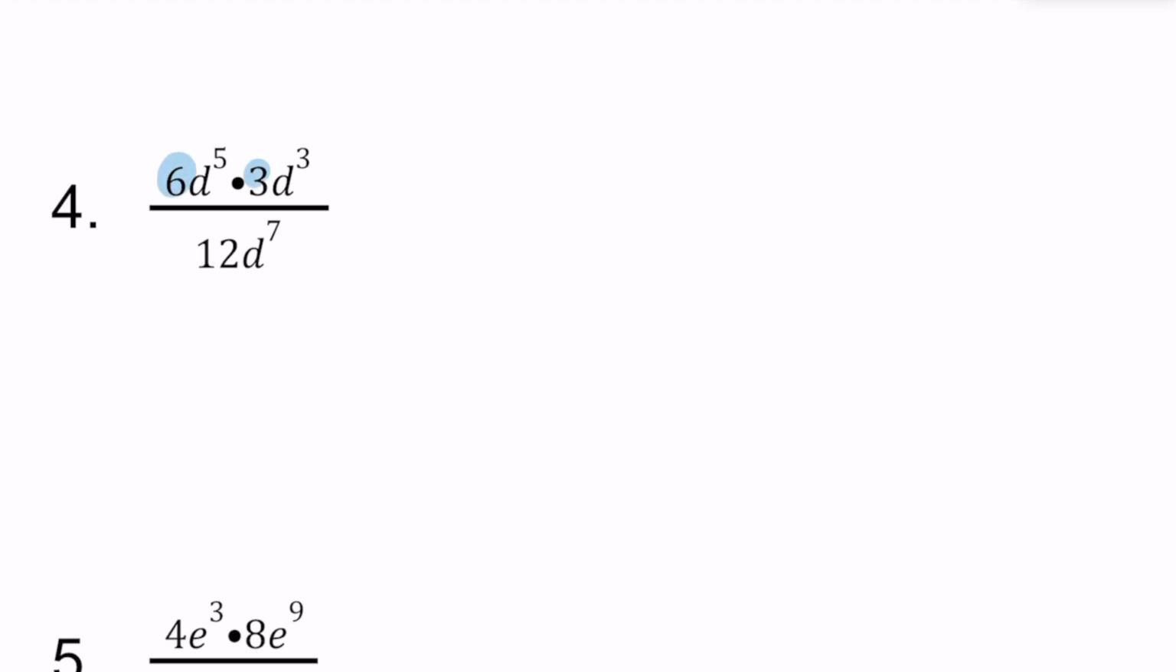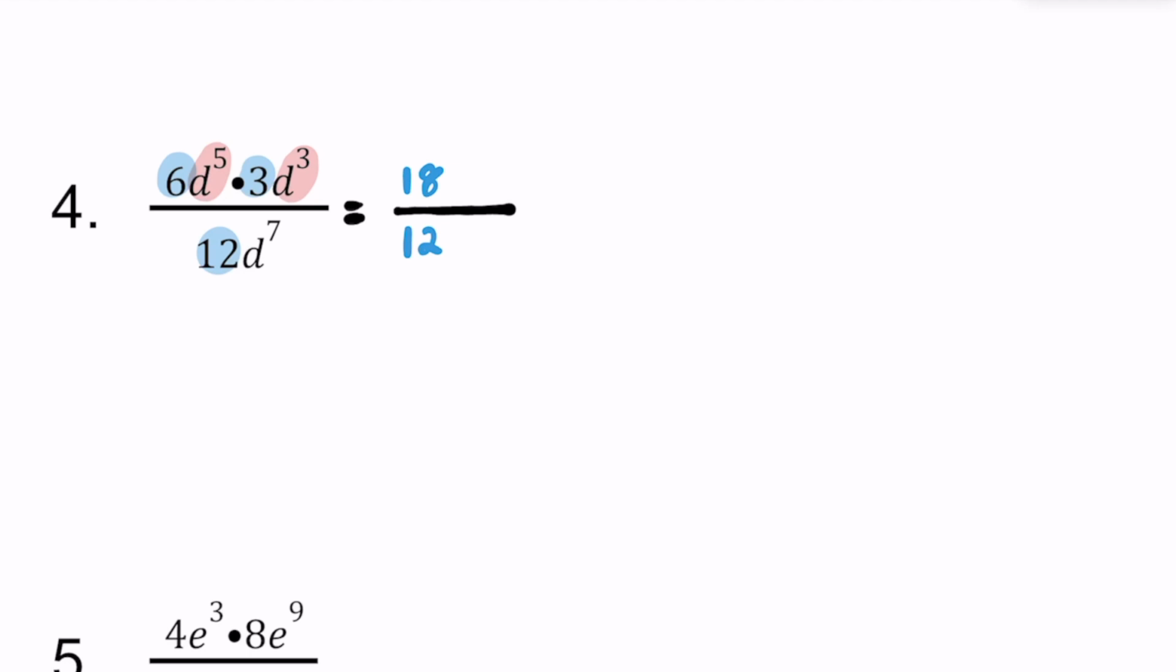For number 4, and this one also looks pretty similar, so if you want to go ahead and start practicing these on your own or checking, you can go ahead and see. Let's look at these coefficients first. I'm going to do the product of the numerator coefficients, so 6 times 3, that's going to be 18. And I'm just going to leave that 12 alone for now on the bottom. And then let's take a look at our variables. We have d to the 5th power times d to the 3rd power.